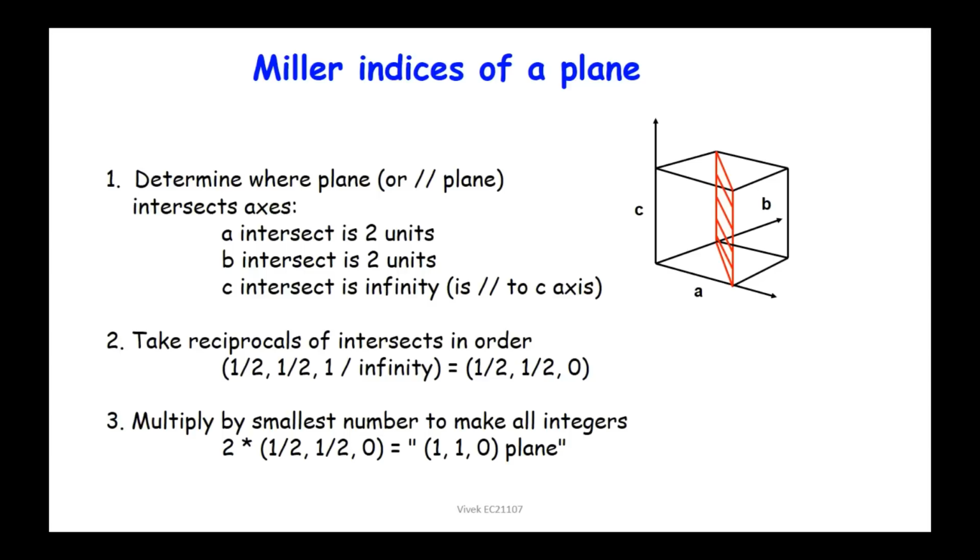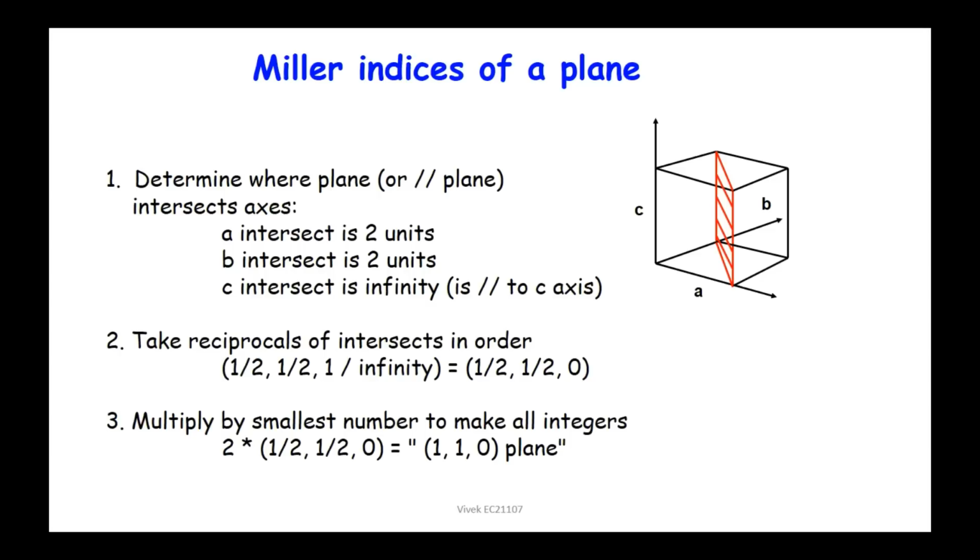You take their inverse. So 1 by x intercept, 1 by y intercept, 1 by z intercept. So that will become 1 by 2, 1 by 2, and 1 by infinity is 0. Then you rationalize them by multiplying by 2. So you have the 1 1 0 plane.